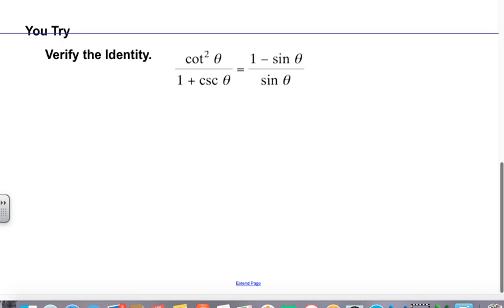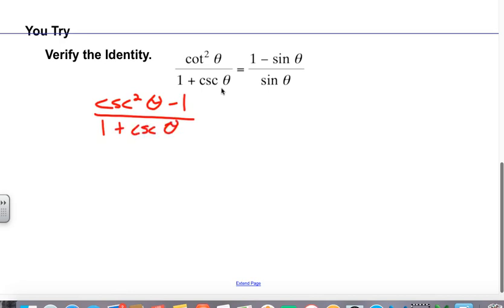This one you're actually going to use the Pythagorean identity, because we see this is cosecant on the bottom, but this is cotangent squared. So we need to try to get those to be the same trig function. So we're going to use the Pythagorean identity that cotangent squared is equal to cosecant squared minus 1. So we'll change cotangent squared up top to cosecant squared of theta minus 1. Then on the bottom, we've got 1 plus cosecant of theta.